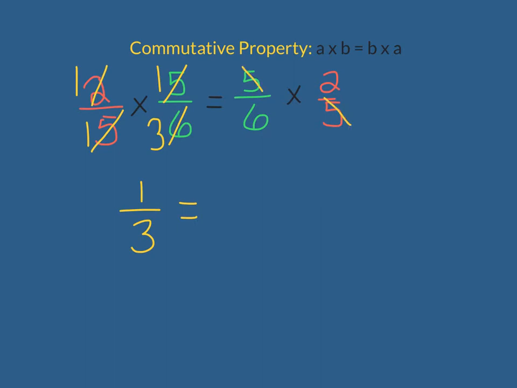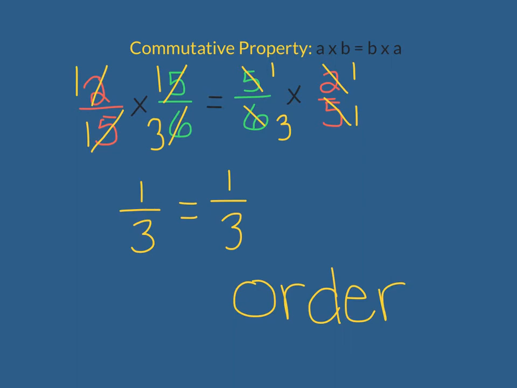We can cross out these 5s and they equal 1. Cross out 2, and 2 goes in there one time, and 2 goes into 6 three times, and that equals 1/3. So the commutative property, remember, I want you to think order. You can switch their order around and they're still equal.